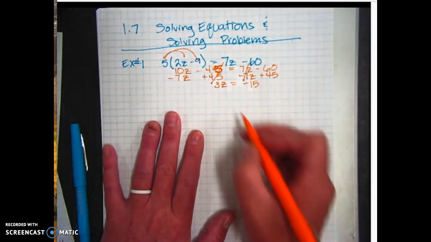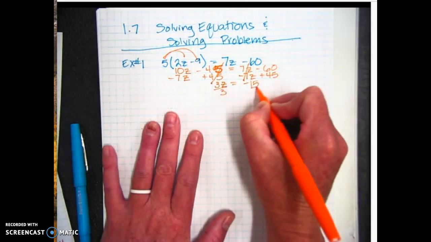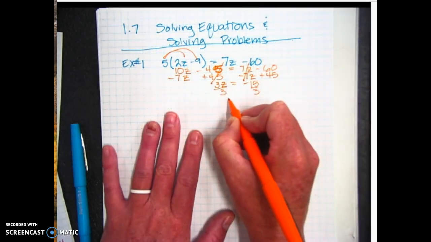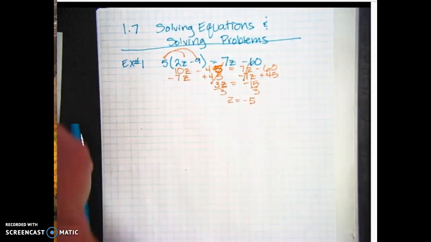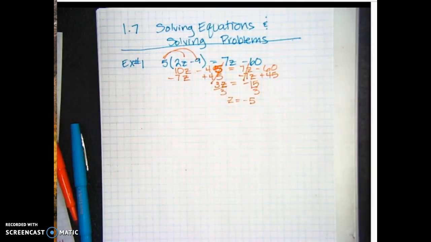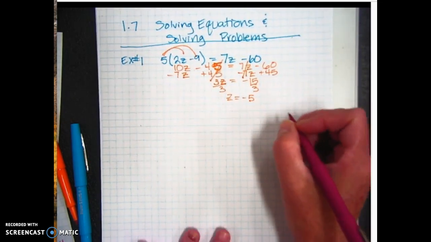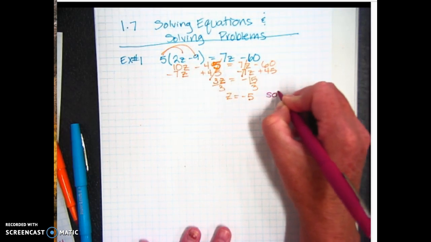And then the last step, we're just going to divide both sides by 3, and we get z is equal to negative 5. And most of the time, your answers are going to turn out just like this. It's wonderful. That is called the solution.